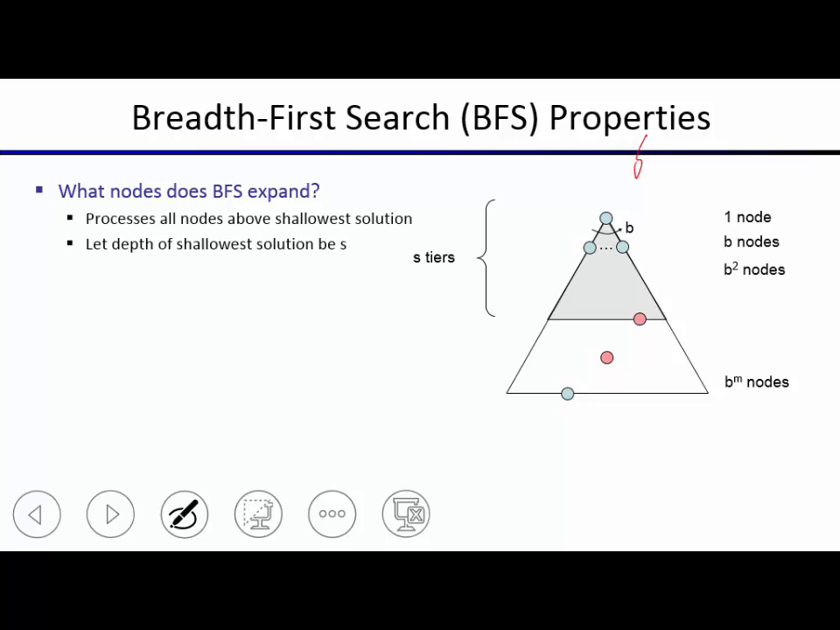So, okay, we can then say, let's call S the shallowest depth where there is a goal. Then the complexity of breadth first search, the time complexity, would be b to the s. Because that's the number of nodes sitting in that grayed out part, order b to the s. How much space does the fringe take in breadth first search?